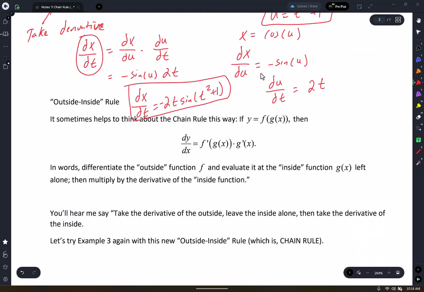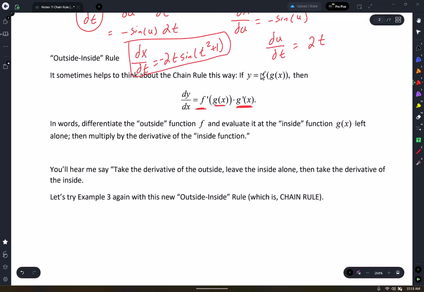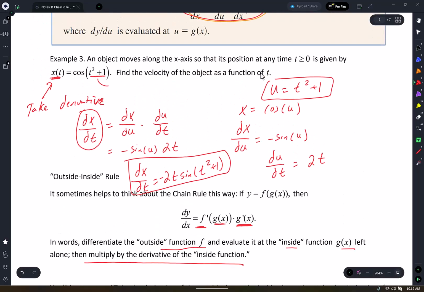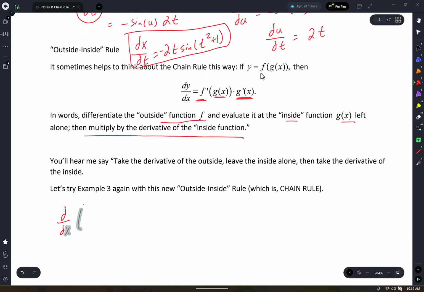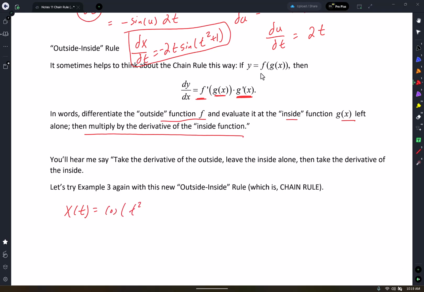All right. Here it is. So maybe you'll like this better, Vega. Look at what the chain rule is. It says derivative of the outside, leave the inside alone, times derivative of the inside. In words, differentiate the outside function f and evaluate it at the inside function g of x left alone, then multiply by the derivative of the inside function. So here we go. Is it an x? No, it's a t. I'm just going to write x of t equals cosine of t squared plus 1.